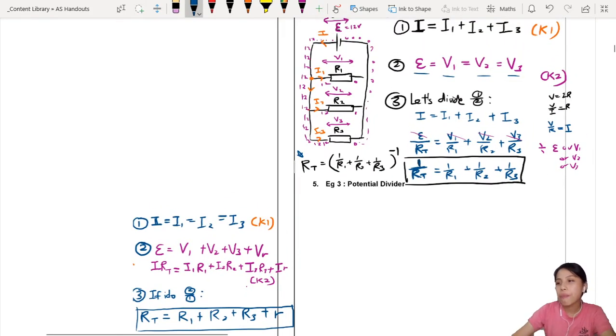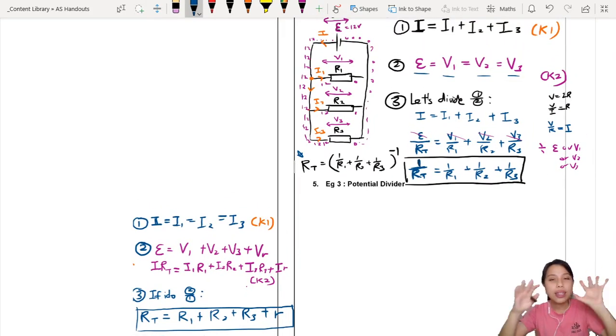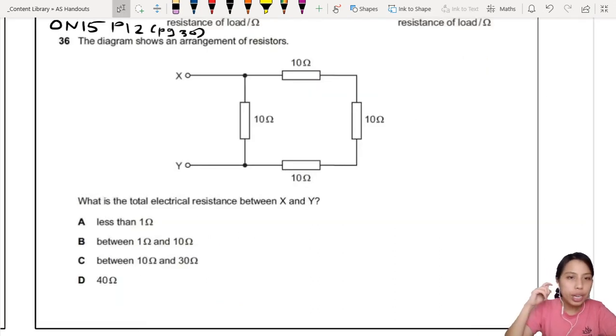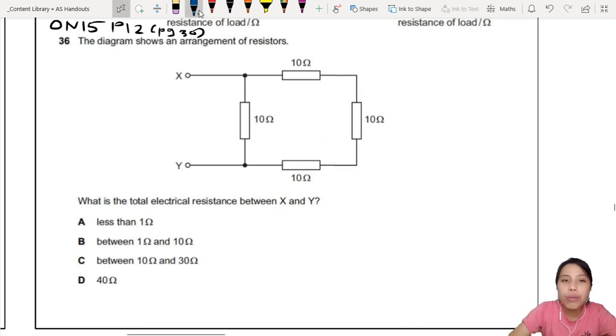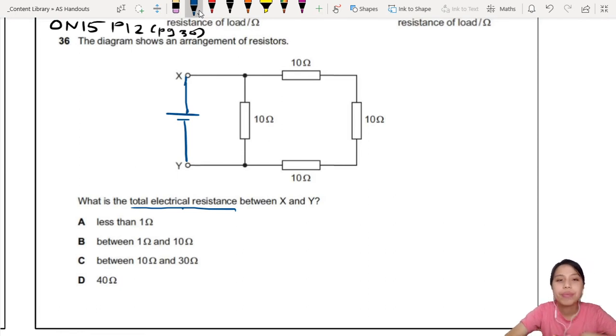So now we're going to look at some example questions, how to use these two equations to solve circuit problems and simplify our life a bit. This first one is on page 30. Whenever you are solving for total electrical resistance, here are two tips to help you solve all kinds of problems. Tip number one: if they want the total electrical resistance between X and Y, you can assume that you're connecting a battery like this. Total electrical resistance means they connect a battery.